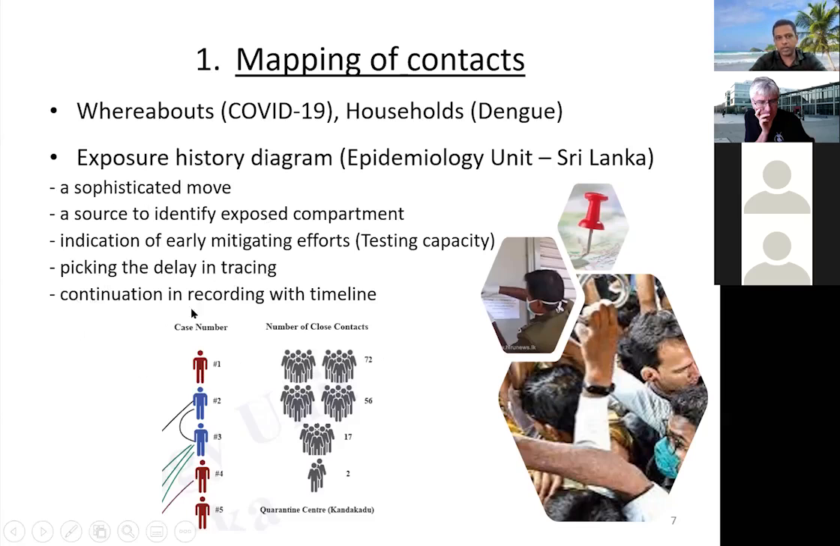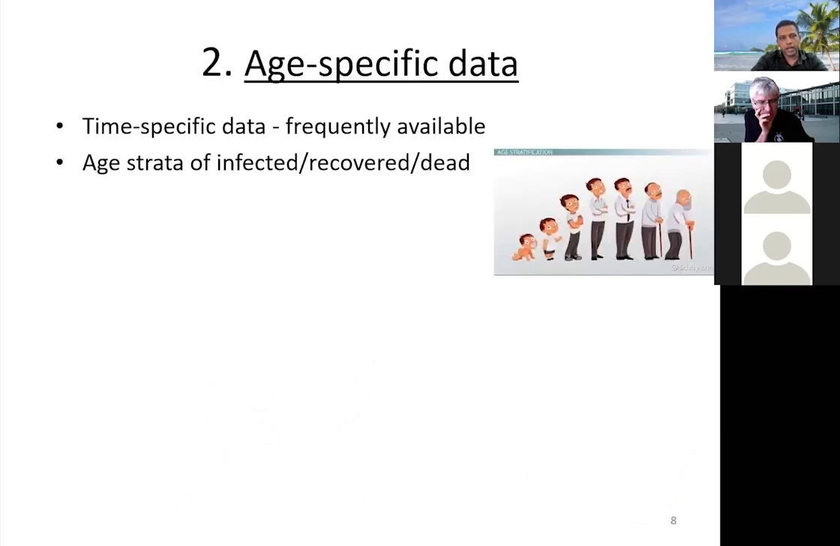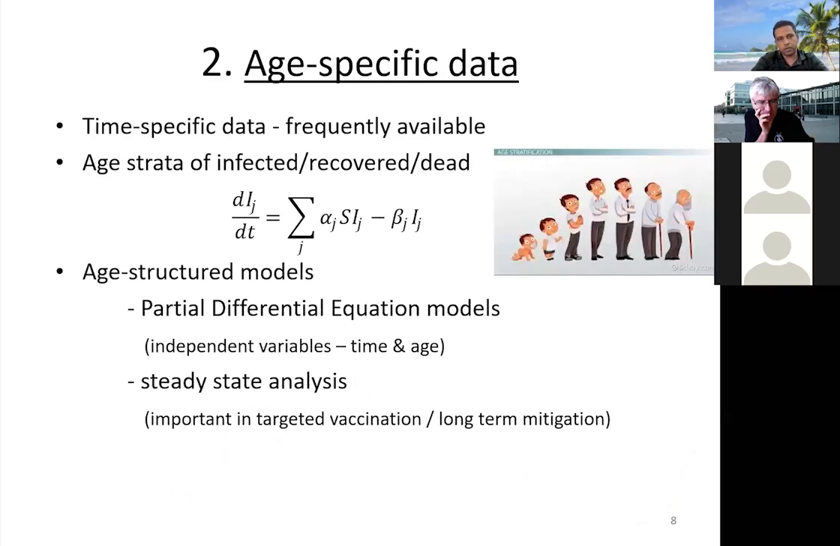For that, continuation of this recording with a timeline is very important. We had, up to 102 patients, a clear diagram uploaded on their website. Thereafter they might have this too, but it is not openly on the website. Anyway, that data is very important. Then age is specific. We discussed earlier, after the first presentation, time-specific and age-specific cases.